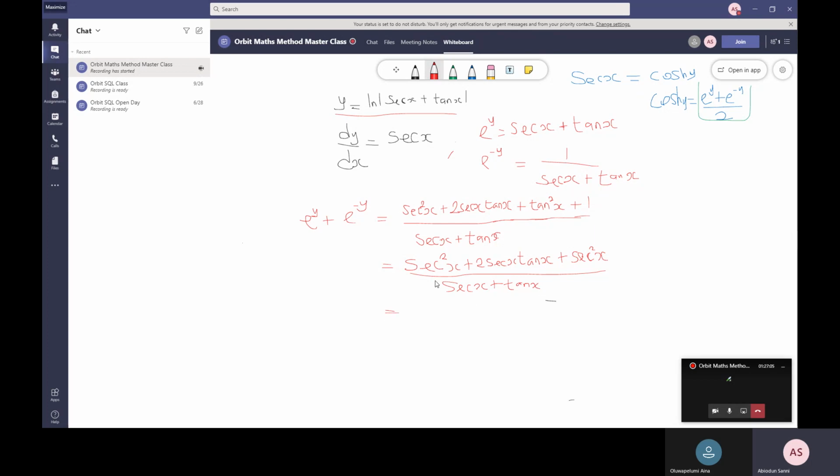So this is equal to sec squared x plus sec squared x, that's 2 sec squared x. So let me just collect like terms. 2 sec x is common. I will have in the bracket what? Sec x plus tan x, right? Then all over sec x plus tan x.